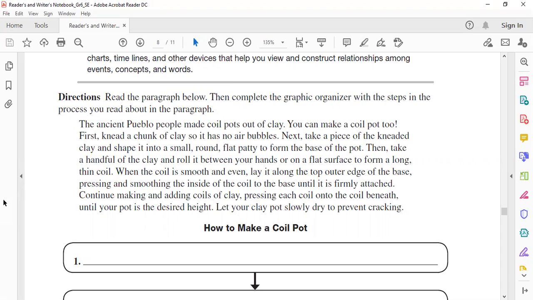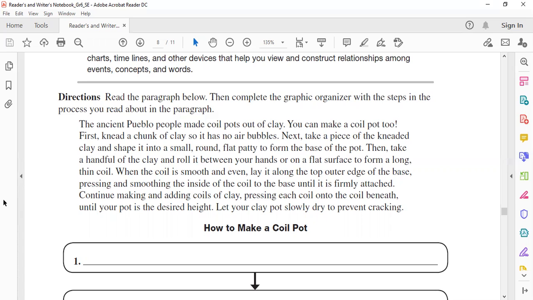Continue making and adding coils of clay, pressing each coil onto the coil beneath until your pot is the desired height. Let your clay pot slowly dry to prevent cracking. This is the steps how you make a coil pot. And you will make it out of clay.